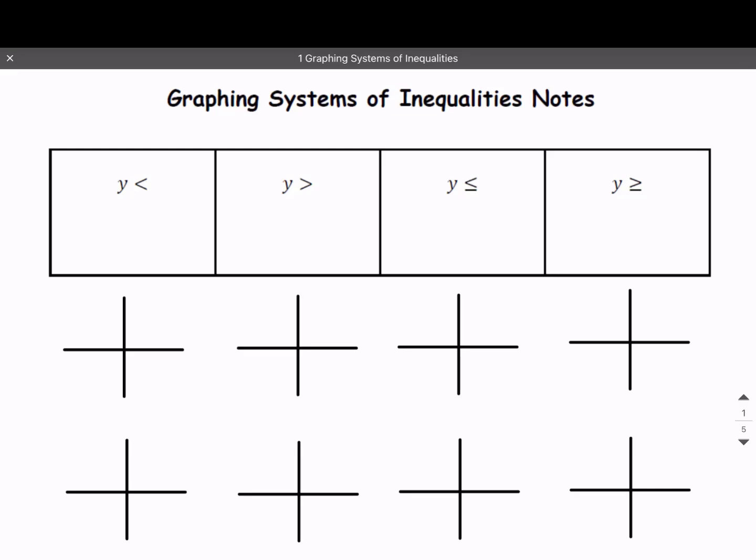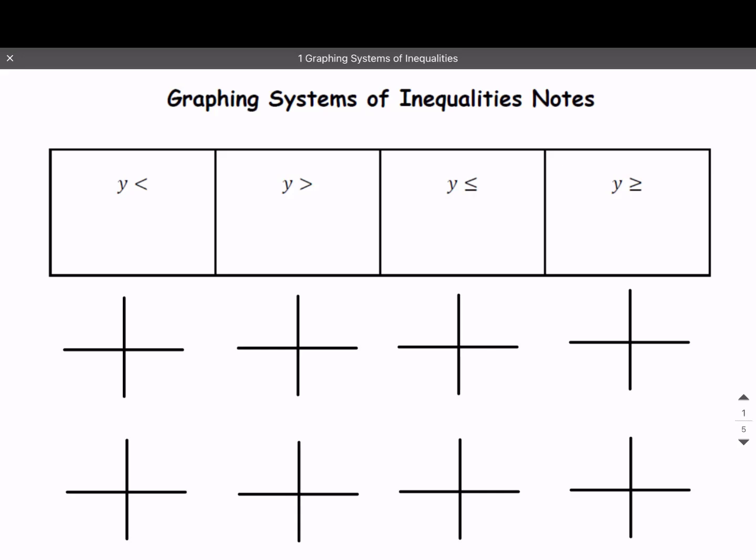Hello, my darlings. So today we're going to look at reviewing graphing inequalities. Then we're going to look at graphing systems of inequalities. And finally, we're going to graph those inequalities and systems on our TI-Nspire calculators. Okay, so here we go.